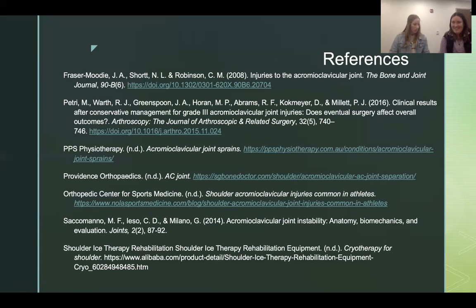Also, I think it's important for us to know that the AC joint injury is super common, but at this time there aren't a lot of treatments for it. So most of the interventions for it are used for many other things outside of just AC joint injuries. So hopefully that's something that OT can improve on in the future, is finding more treatment specific for AC joint injuries.